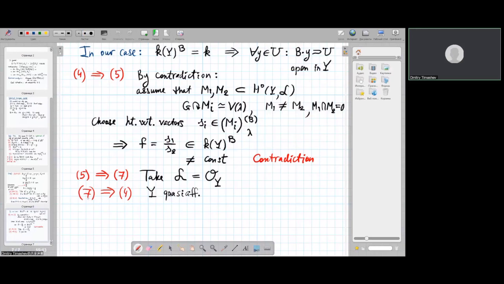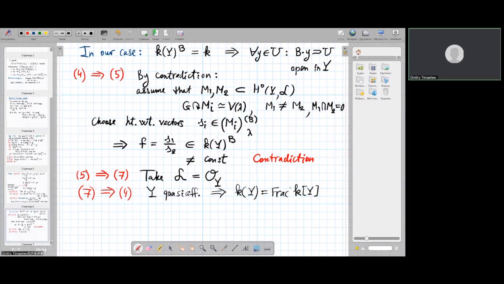So now I want to prove that 7 implies 4, and this I do under the assumption of quasi-affinity. So what can I do? Since Y is quasi-affine, this implies that the field of rational functions on Y is the fraction field of the algebra of regular functions.